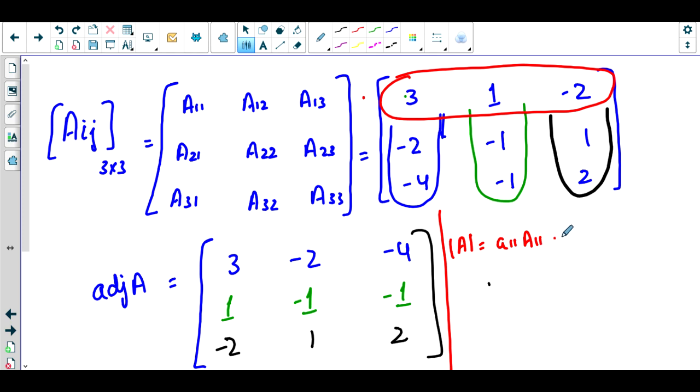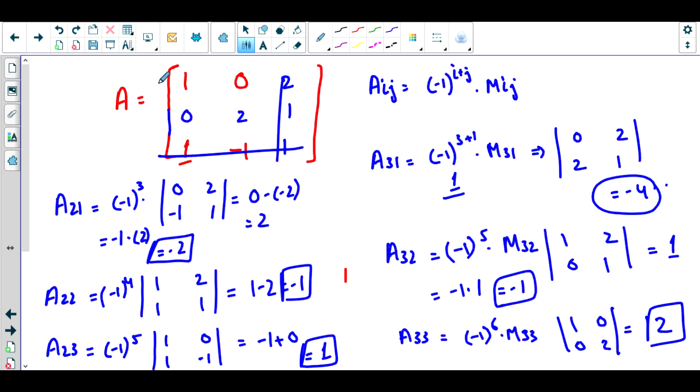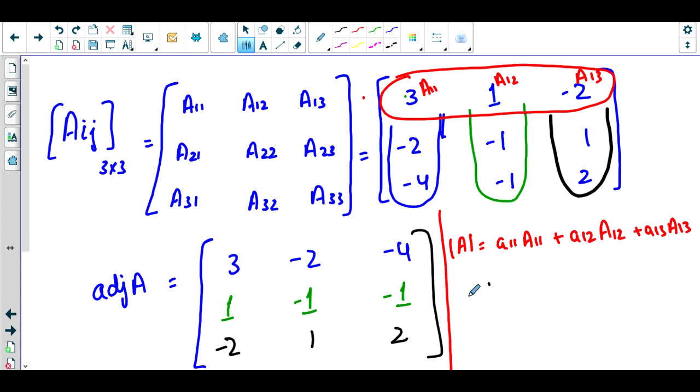A11 into A11 plus A12 into A12 plus A13 into A13. Now be careful, don't make the mistake. These are cofactors. This is the value of A11, this is A12, and this is A13. The values for the matrix will be coming from here. This is the row 1, 0 and 2. So this is a11, this is a12, and this is a13. I just want to clarify. It's not a big issue, but still there are mistakes by students.